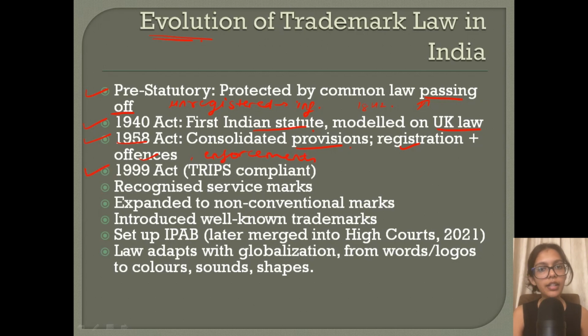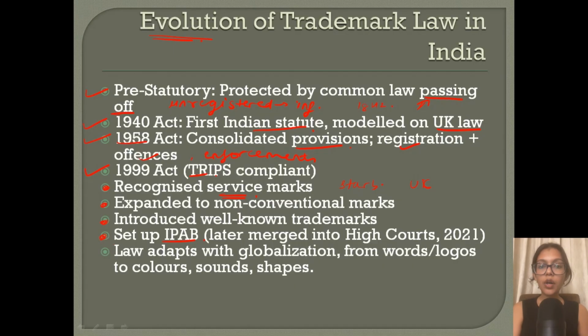So firstly, it was enacted to comply with the TRIPS agreement of 1995. Secondly, it recognized service marks for the first time. Now also when we talk about service marks, it is basically a type of trademark which is used in some countries to identify a service instead of a particular product. For example, the service mark of Starbucks or Urban Clap, so things like that. Then it broadened the definition to include unconventional marks as well, which we talked about. Then it introduced the concept of well-known trademarks, and it also established the Intellectual Property Appellate Board, which was later merged into High Courts in 2021.